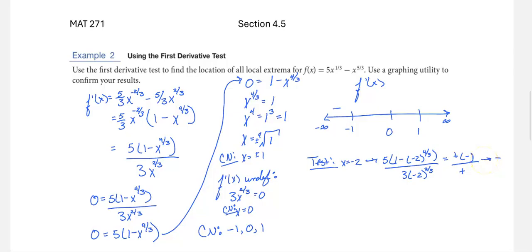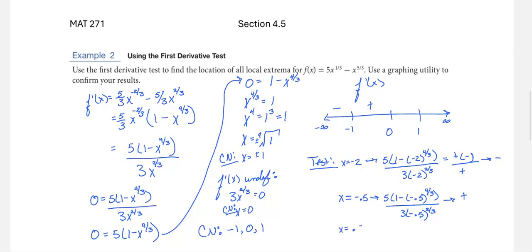So now I need to plug in something here. Let's plug in a -1/2 or -0.5. So I'm going to have 5 times 1 minus -0.5 to the 4/3 over 3 times -0.5 to the 2/3. And I'm just going to do this off screen in the calculator. So when I type in negative 0.5, I get a positive.